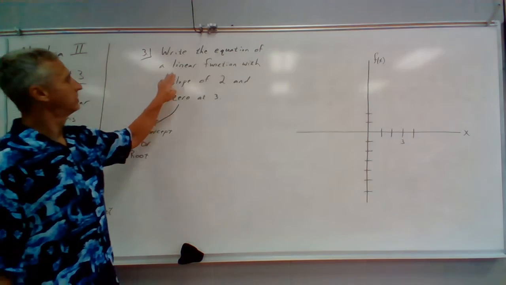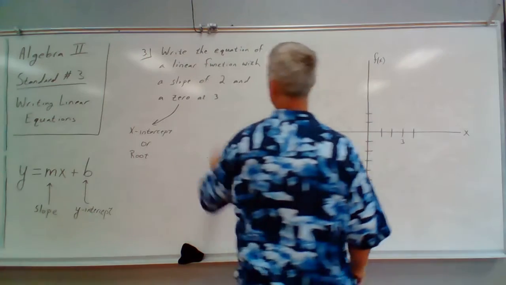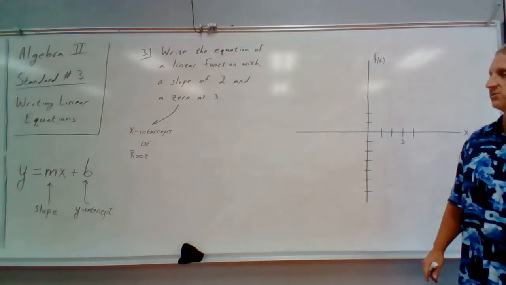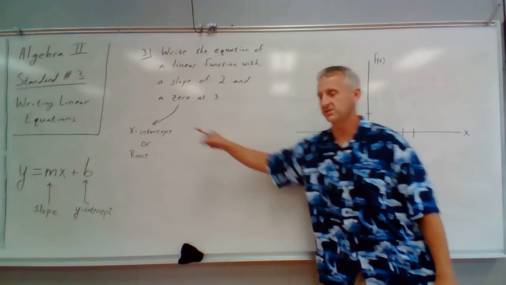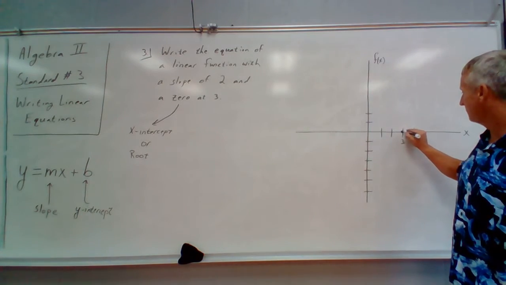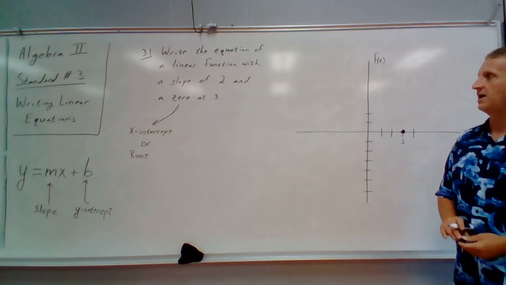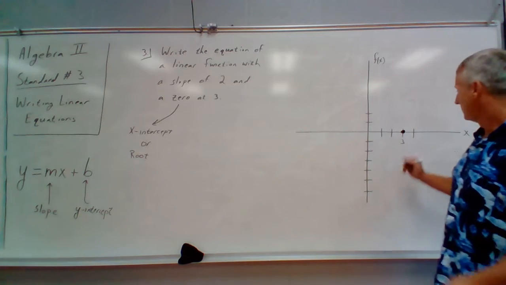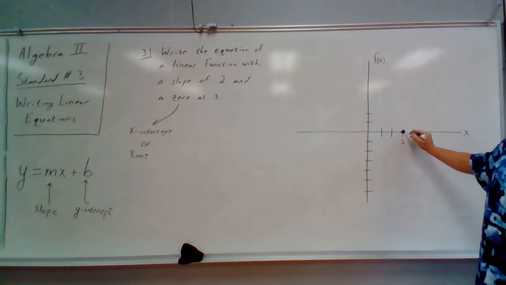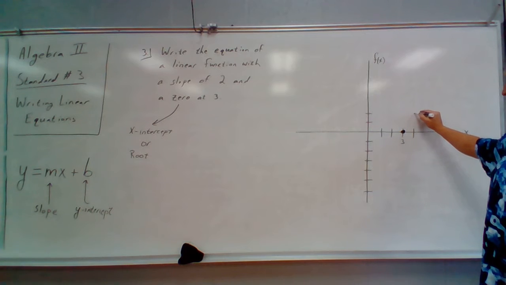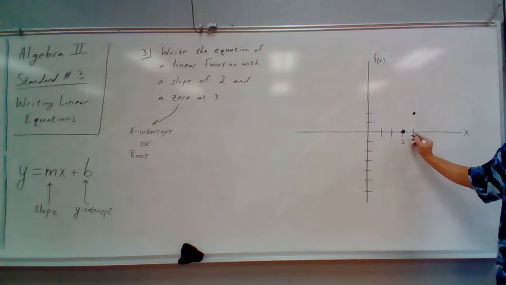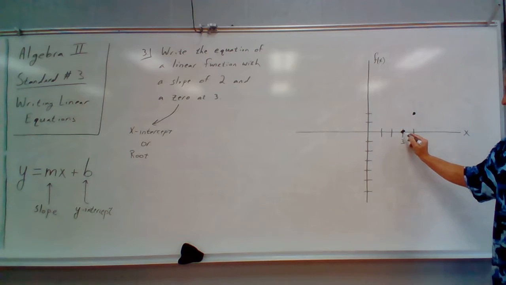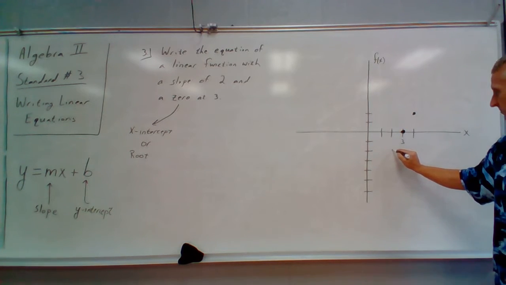All right, so our linear function has a slope of 2 and a 0 at 3. So the x-intercept, 0 means x-intercept, the x-intercept is at 3, and it has a slope of 2. So if it has a slope of 2, I will go up 2 over 1, and I could go this way, so I could go down 2 and over 1.